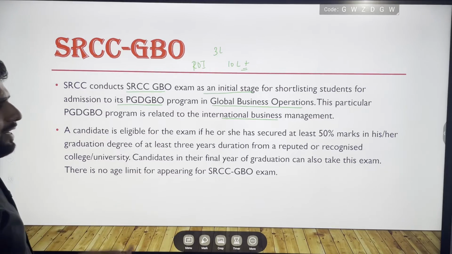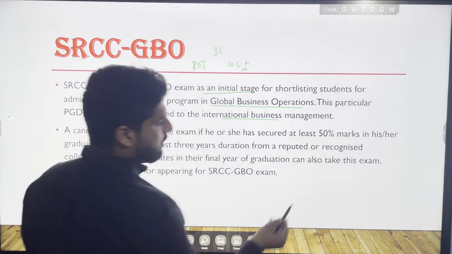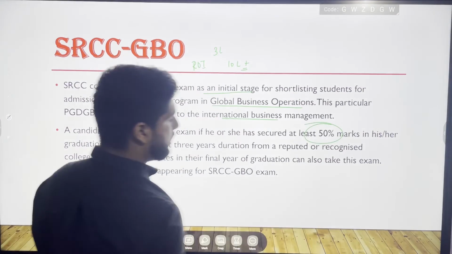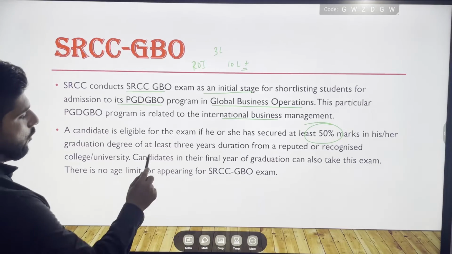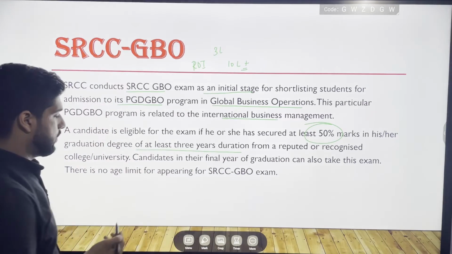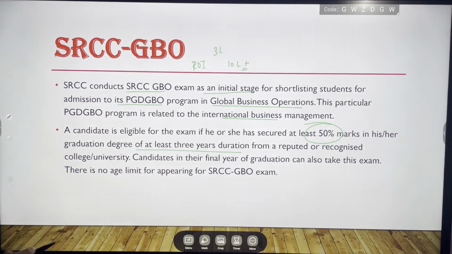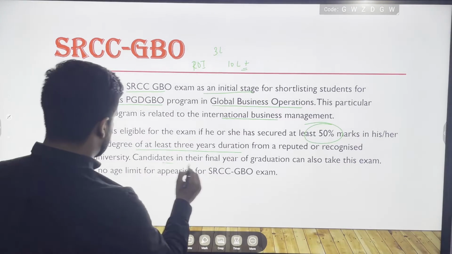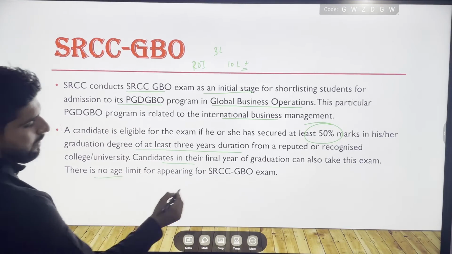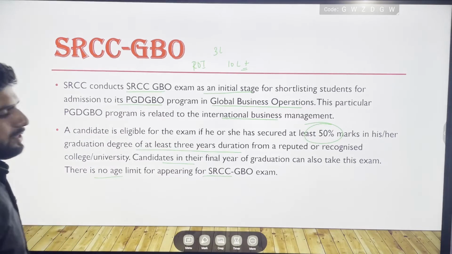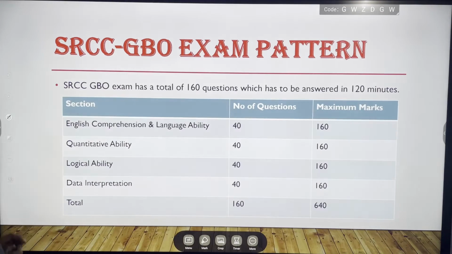Our candidate is eligible same as the previous ones, at least 50% marks in any graduation degree of at least 3 years duration. Now candidates in the final year can also give this exam, and also there is no age limit for appearing for the SRCC GBO exam.